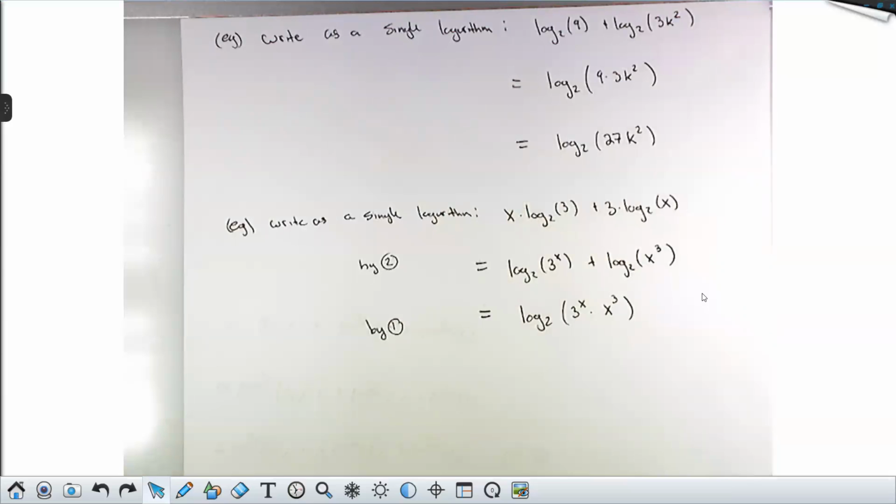Mark asks a good question there. What if I wanted to combine 2 logs with different bases? Could we combine those right away using the rule? The answer is we could not right away. We would have to change one of the logs to the other log's base.